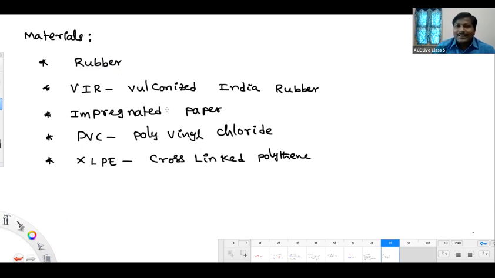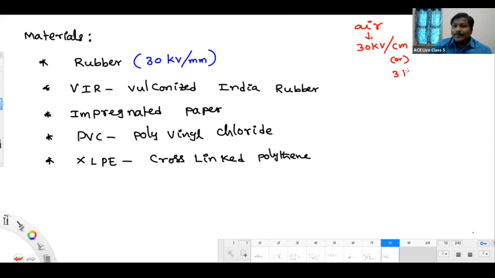Rubber, 30 kV per millimeter. What is the dielectric strength of air? As a reference, you tell me. 30 kV per centimeter, or 3 kV per millimeter, right? 3 kV per millimeter, that's for air. For reference, I am saying here. But rubber, how much will it be? 30 kV per millimeter. So 10 times more compared to air.